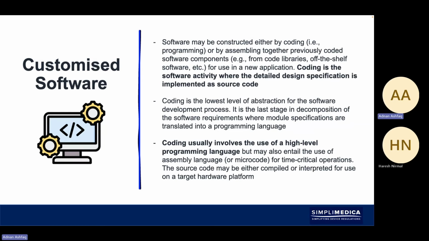Then we move on to customized software. That's when, as we've said before, you've got software which is maybe constructed either by coding or programming or assembling together previously coded software components in a new application. So coding is the software activity where the detailed design specification is implemented as source code. Coding is then the lowest level of abstraction for the software development process, and it's the last stage in decomposition of the software where module specifications are translated into a programming language.